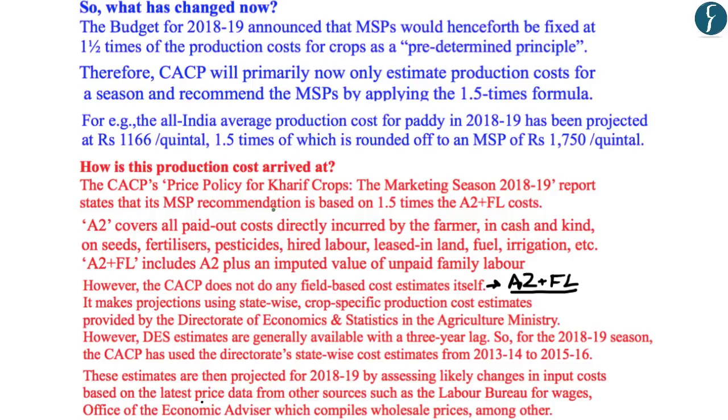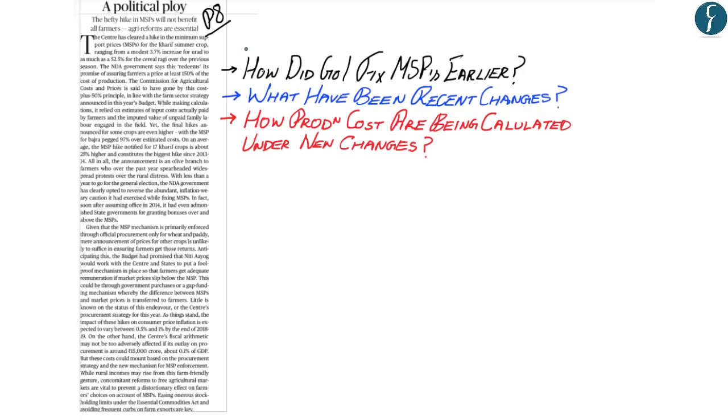Now let us understand what the article talks about. Hopefully you have understood the 3 aspects on how the Government of India used to fix minimum support prices earlier. You've also understood what have been the recent changes. And moreover, you also understand how the production costs are being calculated under the new changes. Now let us understand what this article talks about.